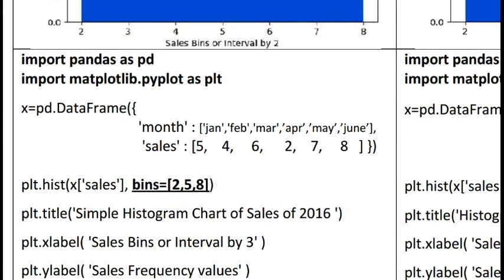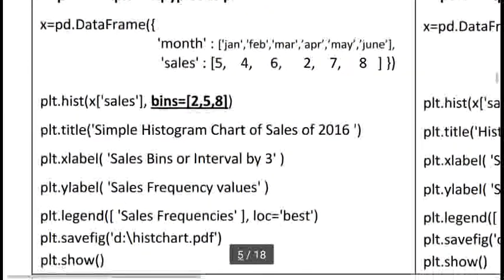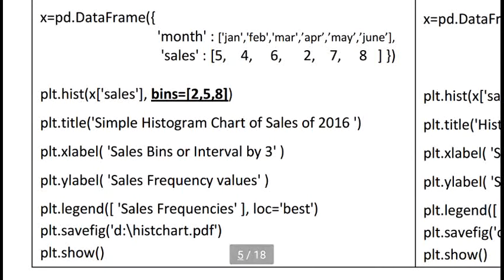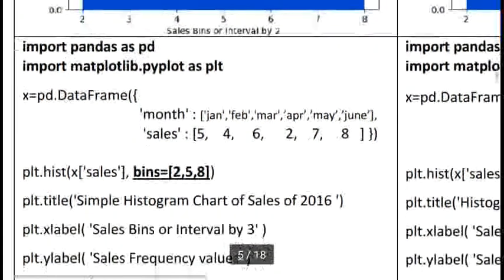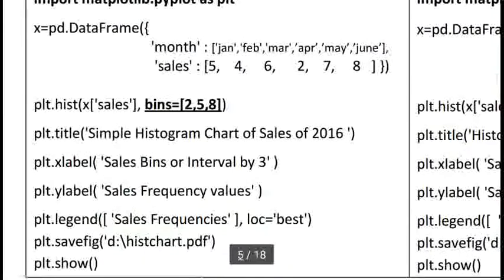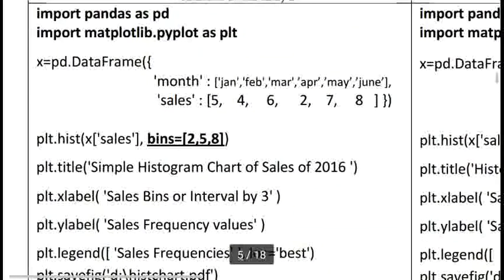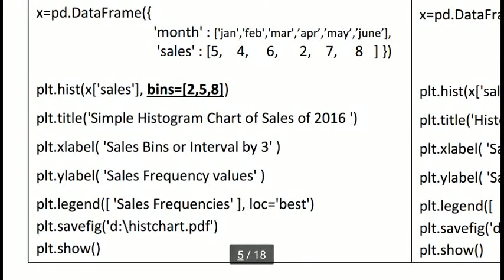Then we can use title, X label, and Y label. The title is simple histogram chart of sales of 2016. X label we can use sales bin or interval by 3, Y label sales frequency value, and legend we can use sales frequency with location based. We can save this chart in the D drive, or lastly we can use plt.show. So plt.title, xlabel, ylabel, legend, savefig, and plt.show. This is common coding we can use in every chart.